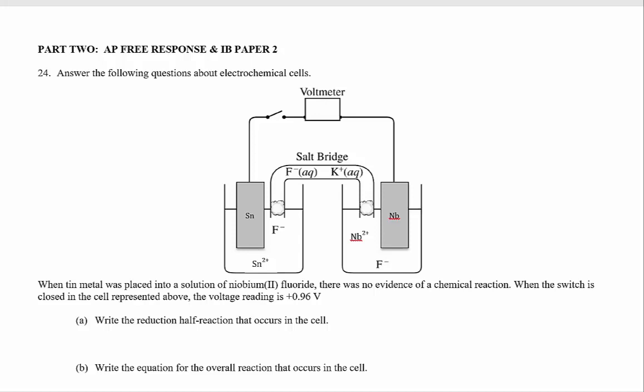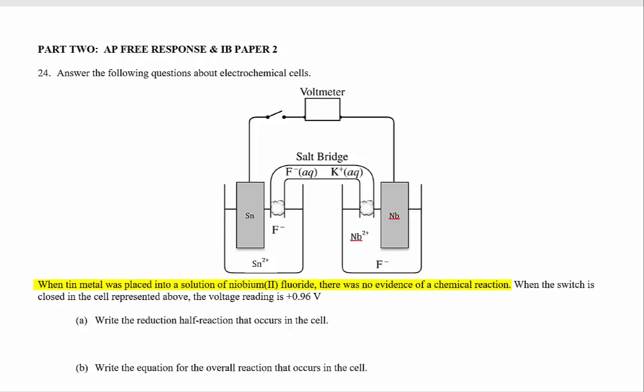Okay guys, we're going to go over question number 24 on your daily practice. We've got an electrochemical cell here, and it says when tin metal was placed into a solution of niobium 2 fluoride, there was no evidence of a chemical reaction. When the switch is closed in the cell represented above, the voltage reading is 0.96 volts. So let's focus on the first sentence first.